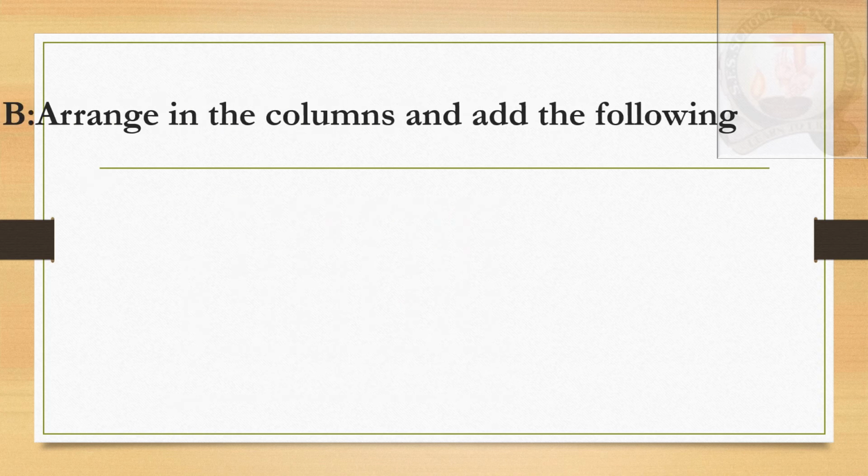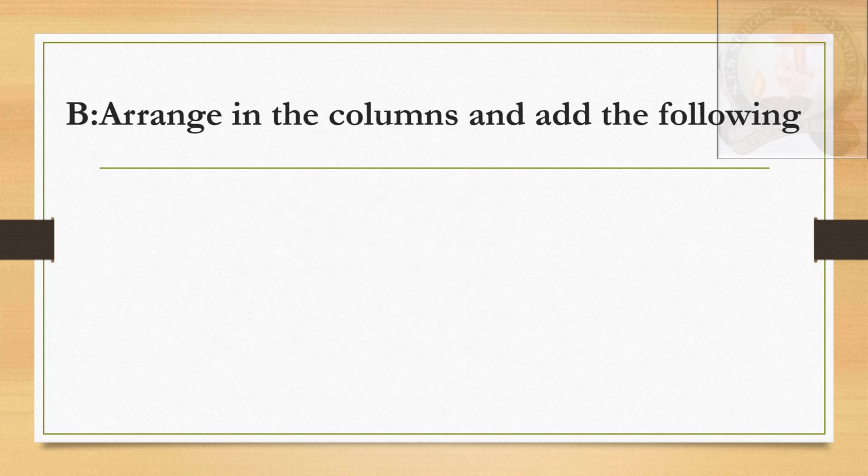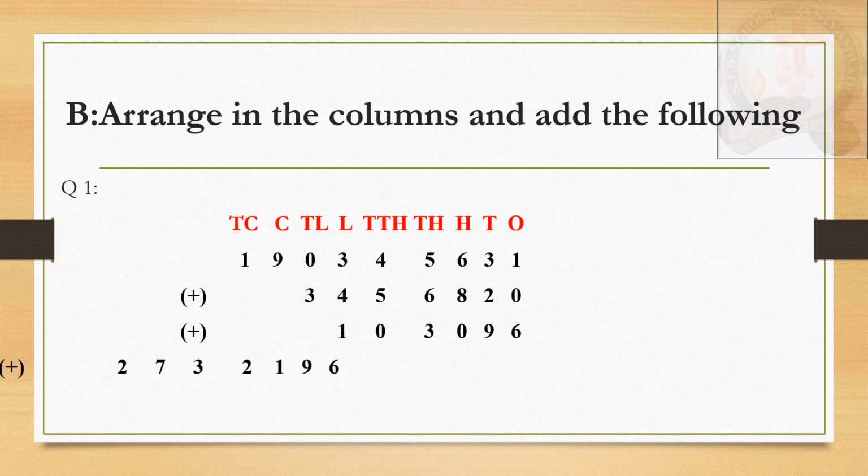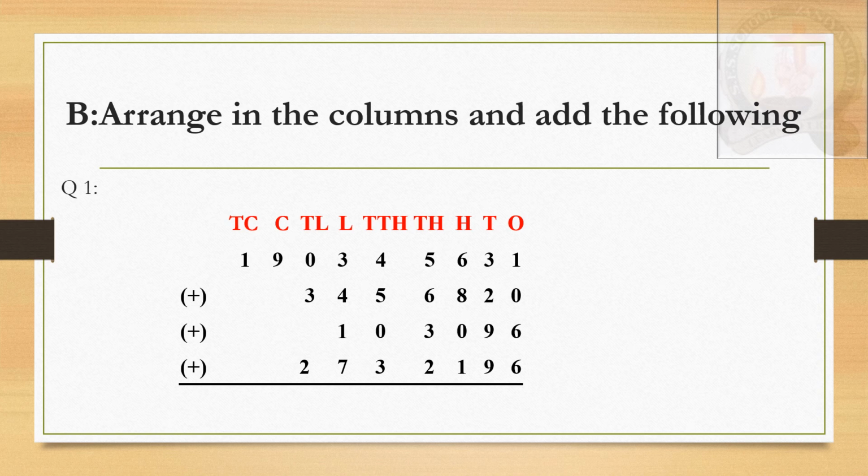Next question is B main. Arrange in the columns and add the following, children. Very simple question in the B main, the first question. Same, this is the given question. So totally 4 numbers here. Let us add these numbers starting from the unit digit onwards.